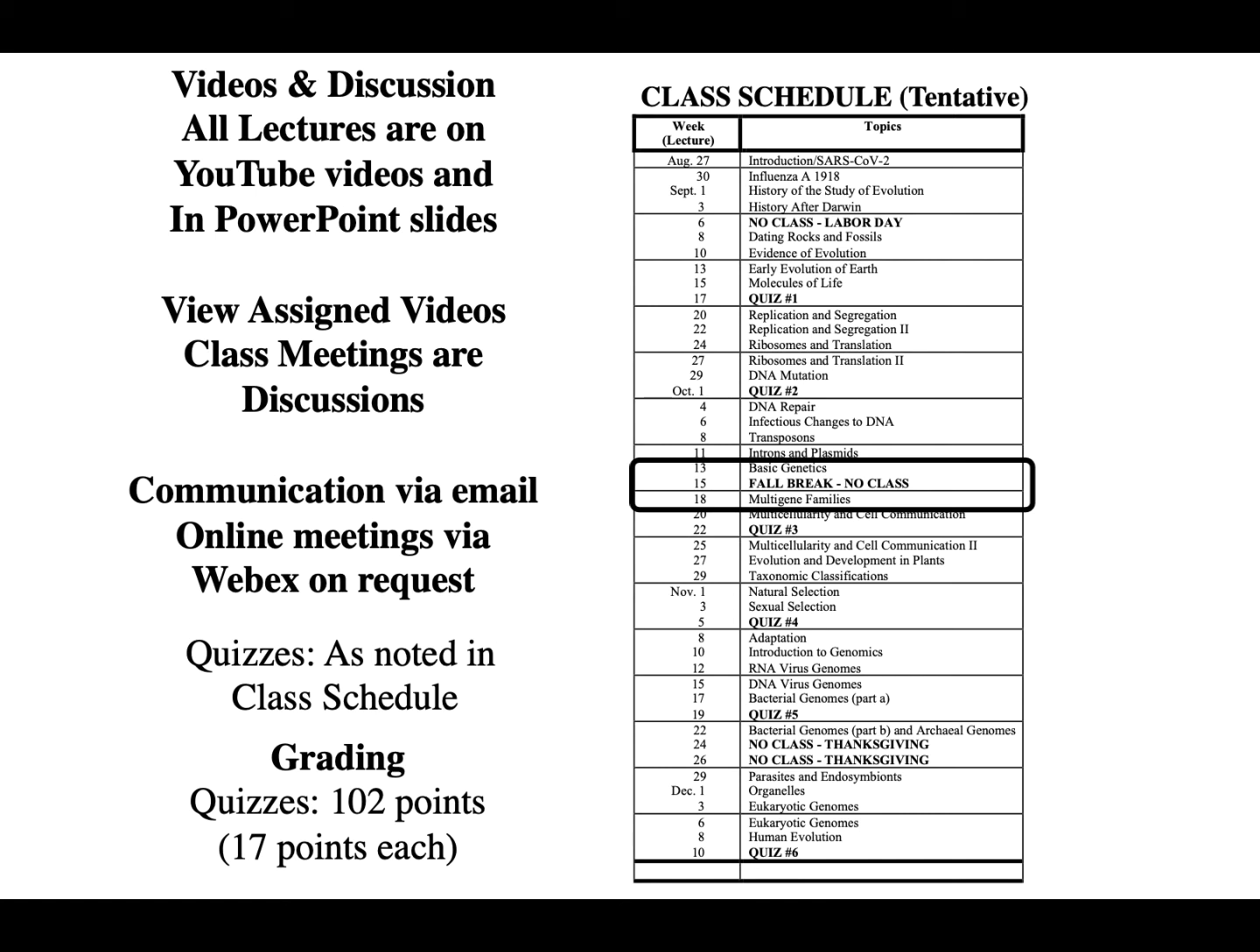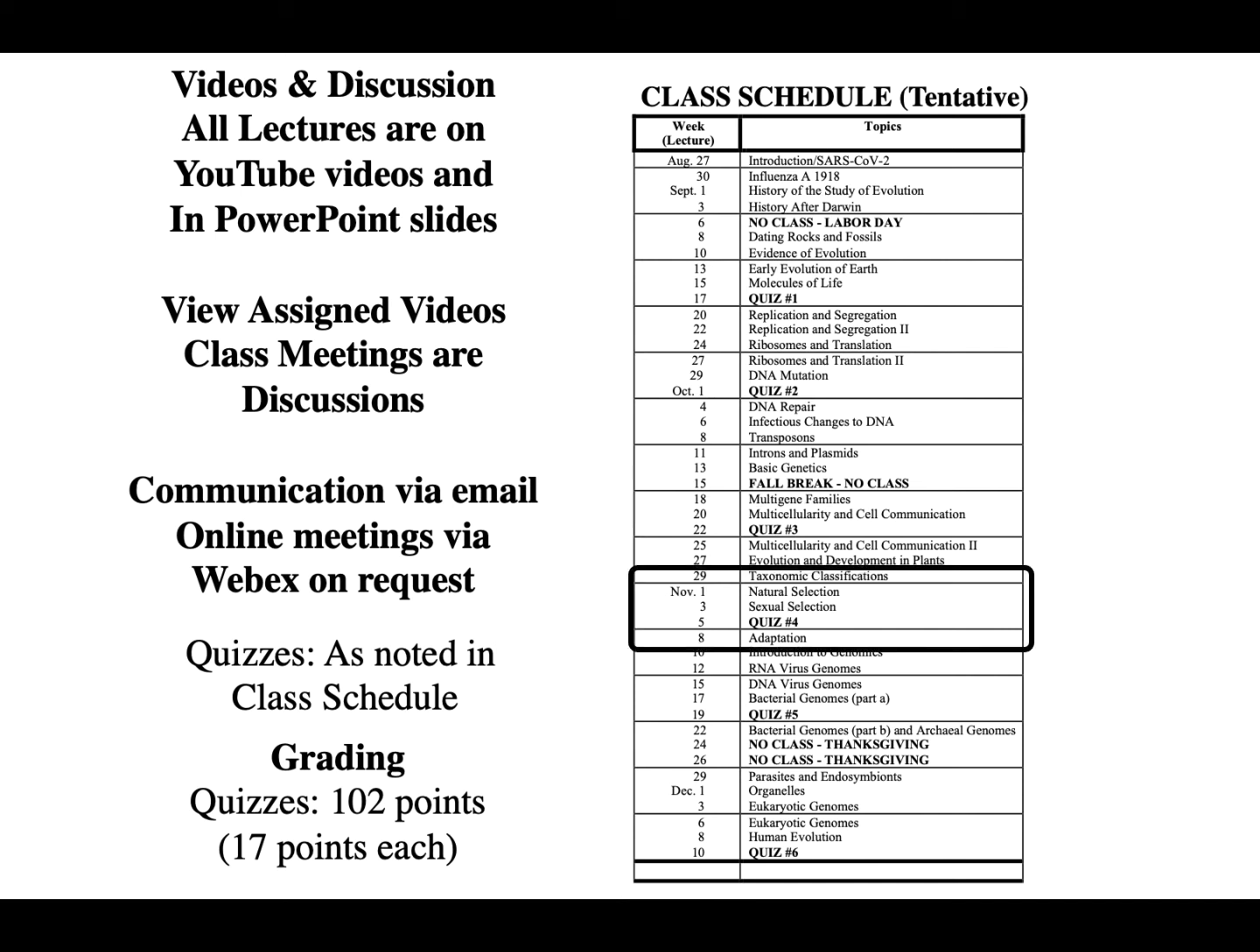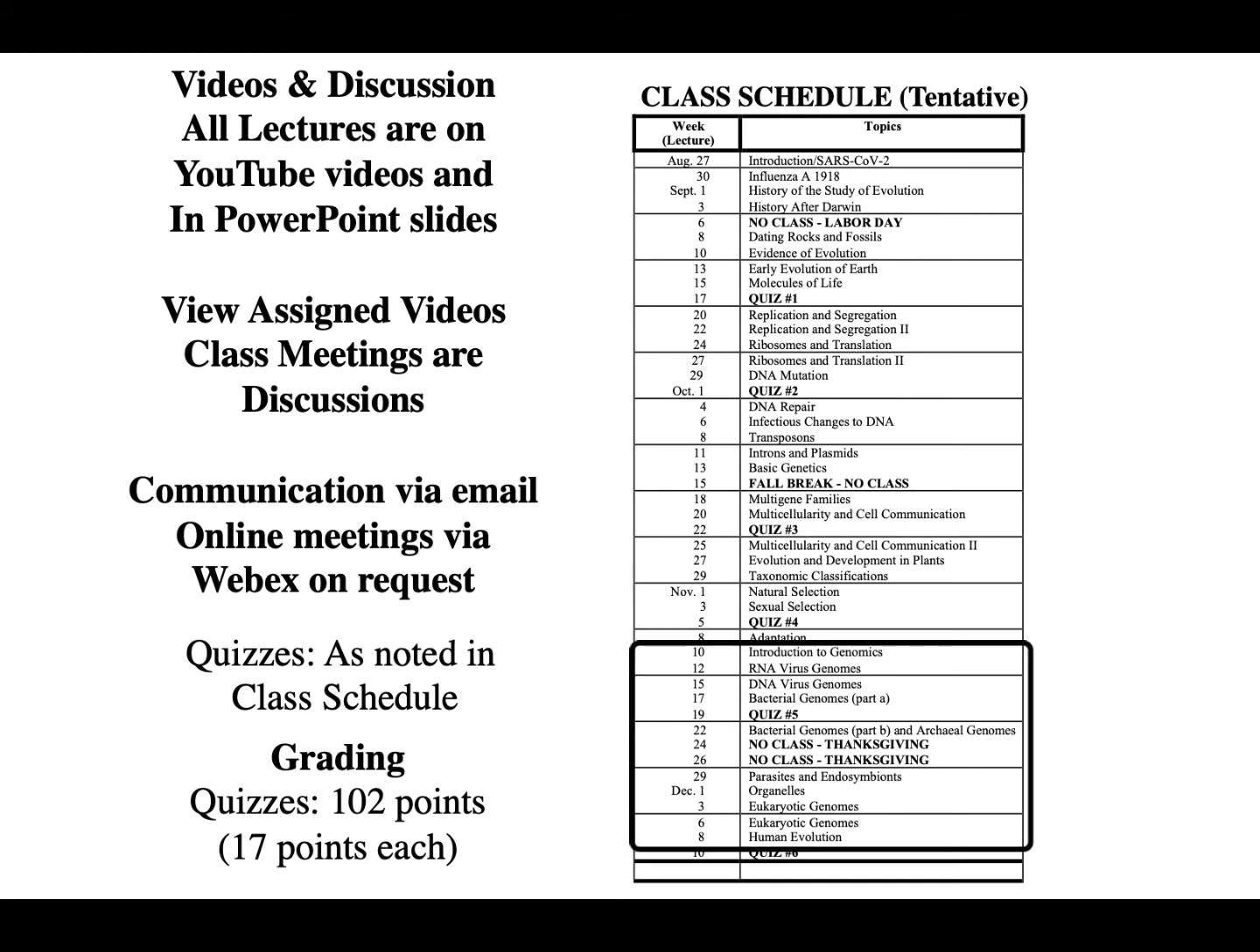After that, a brief discussion of basic genetics, some multi-gene families, then working up into multicellular organisms and how there's cell-to-cell communication, taxonomic classifications, natural and sexual selection, as well as adaptation, and then into genomics, talking first about RNA viruses and then DNA viruses, working our way up into bacteria, finally eukaryotes, and then ultimately talk about human evolution.